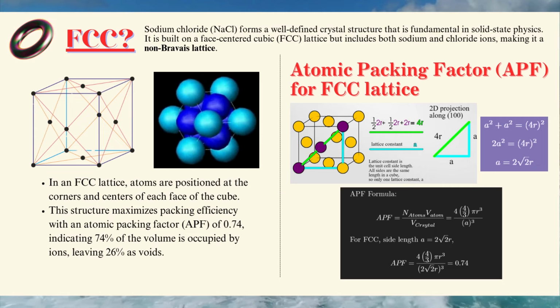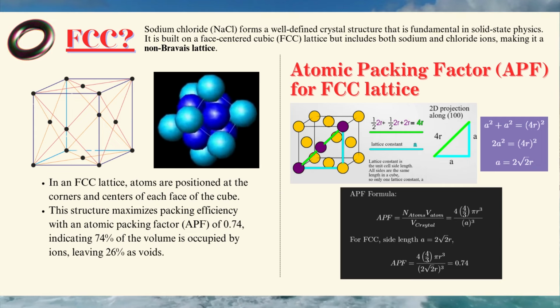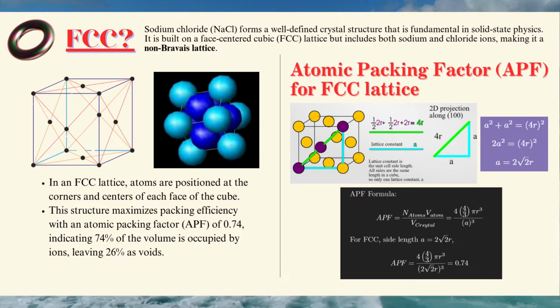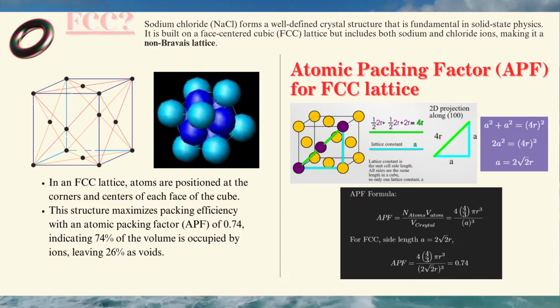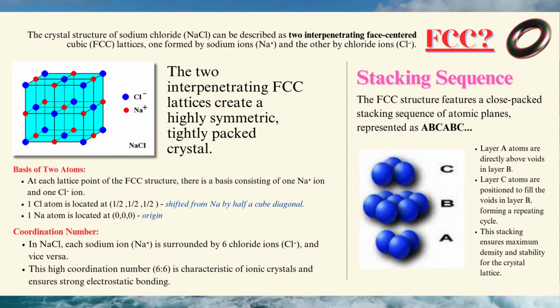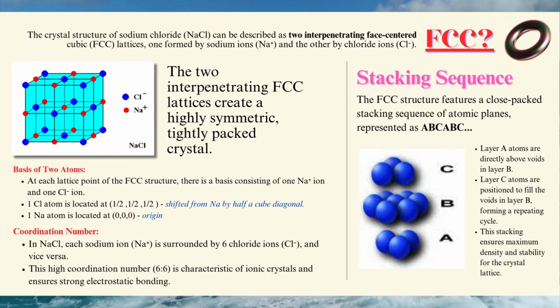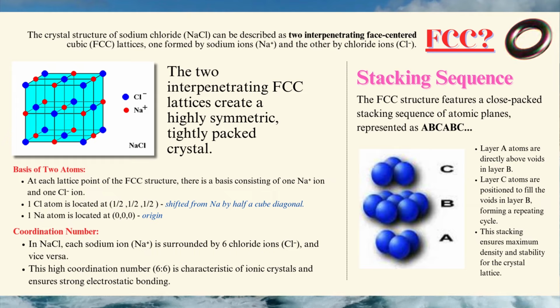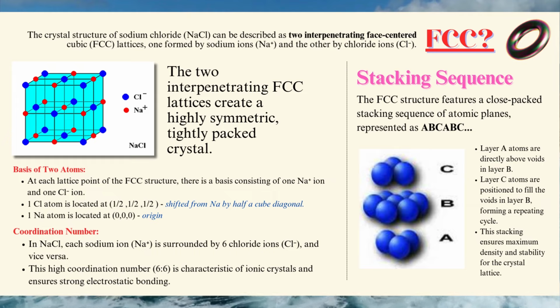The lattice achieves an atomic packing factor, or APF, of 0.74, meaning that 74% of the available space is occupied by ions. Sodium chloride forms two interpenetrating face-centered cubic lattices, one for sodium ions and the other for chloride ions. These lattices combine to create a highly symmetric and tightly packed crystal. Each lattice point has a basis of one sodium ion and one chlorine ion.